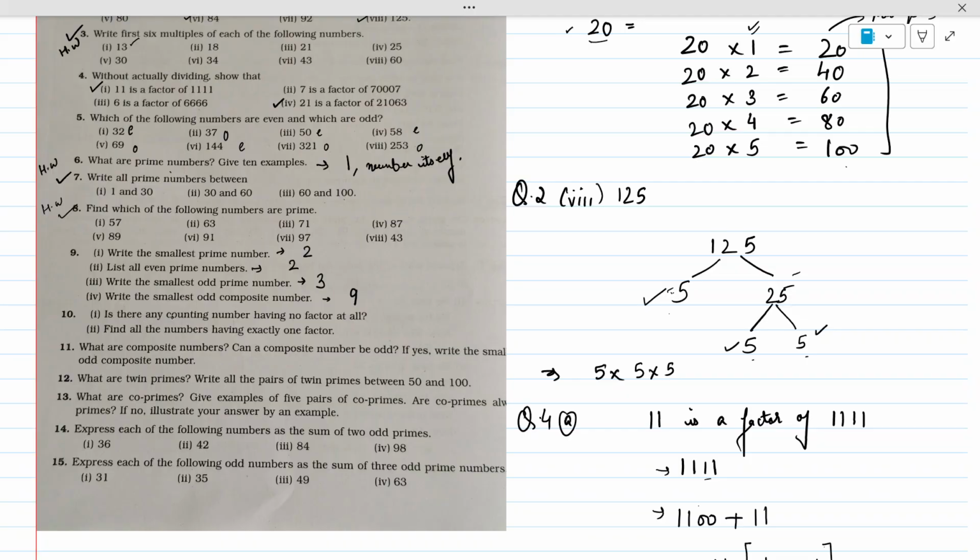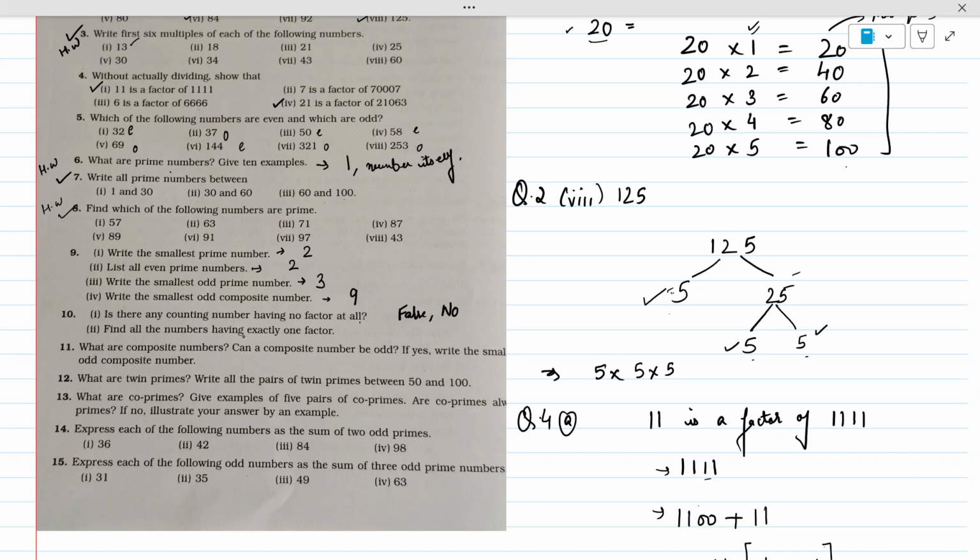Now, is there any counting number having no factor at all? What does this mean? Do you know any number which has no factor at all? Yes, the prime numbers. They don't have any factor other than 1 and the number itself. But if they say no factor at all, then no. The answer is false. There is no such number which doesn't have any factor, because all the numbers are either prime or composite. So they have at least 1 as a factor and the number itself as a factor.